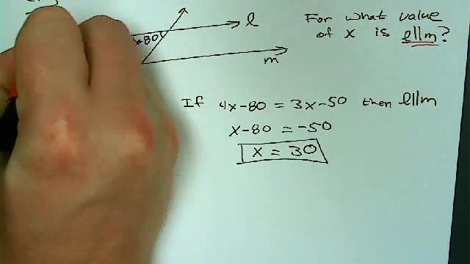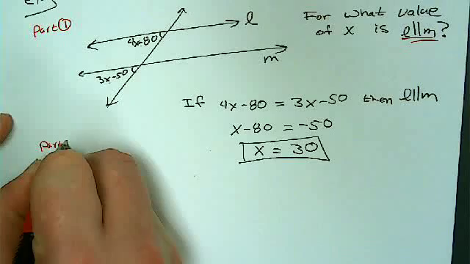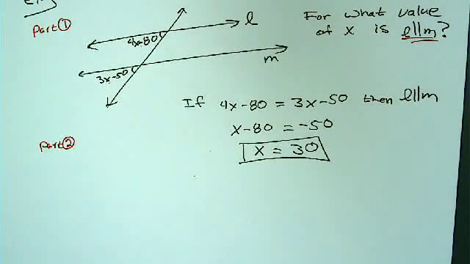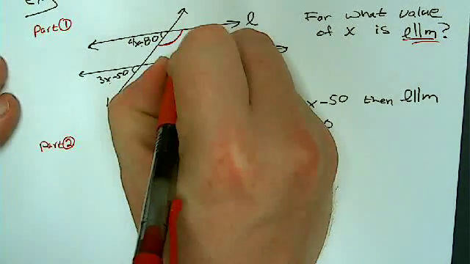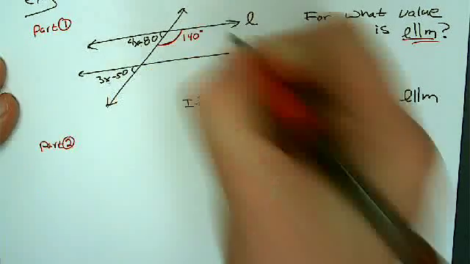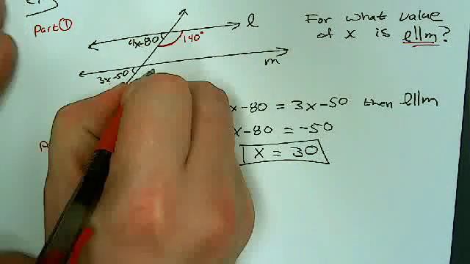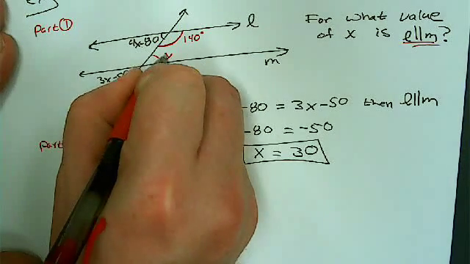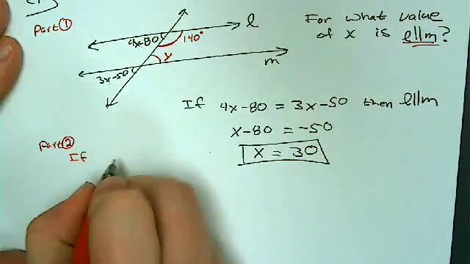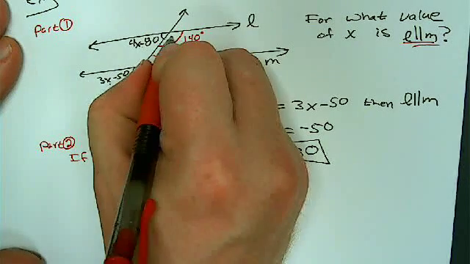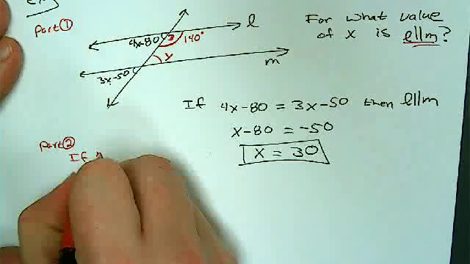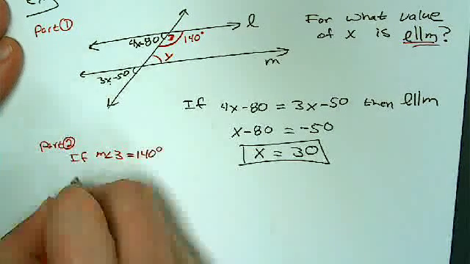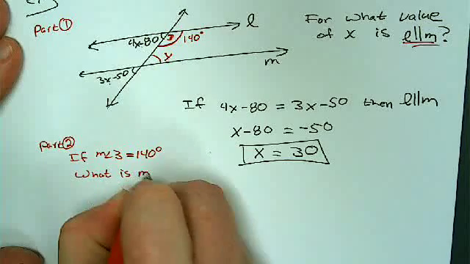Part 1. Part 2. Let's continue this on just a little bit longer. Let's say I told you that this angle here was 140 degrees. We'll call this angle 3. So if the measure of angle 3 is 140, what is the measure of angle y?